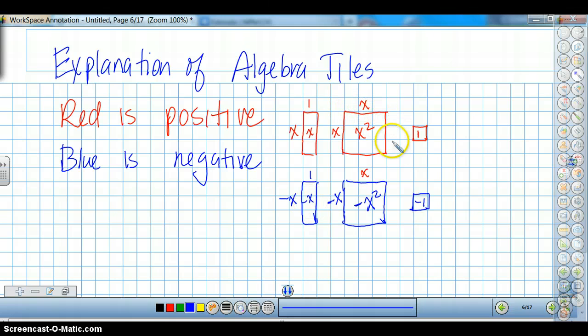And then they have these square tiles. If this is side length x, this is x, this is x, x times x gives you x squared for the area of this tile.